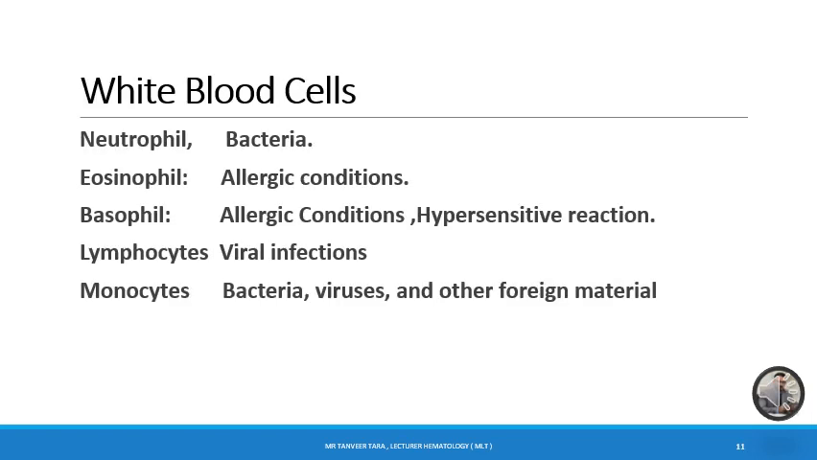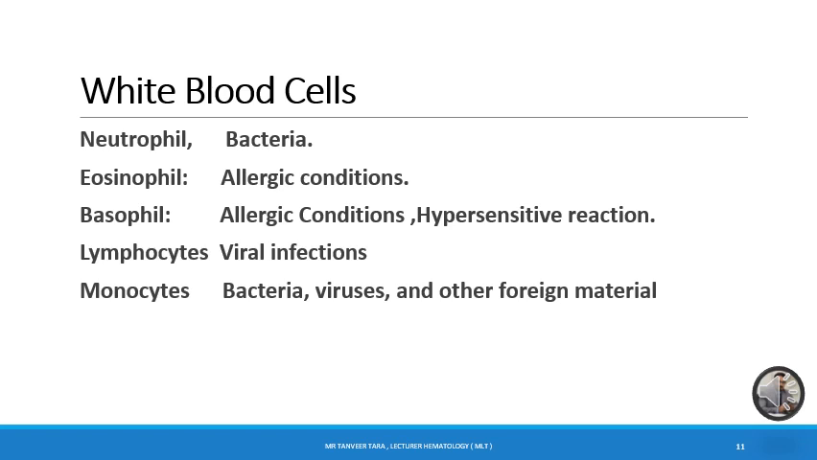We have another very important cellular component, that is white blood cells, and white blood cells are divided on the basis of granules into two different forms, granular and agranular, like granulocytes and agranulocytes. Neutrophil, eosinophil, and basophil are basically granulocytes, while lymphocyte and monocyte are agranulocytes. Their count is 4,000 to 11,000 per microliter, and these five cells are very important.